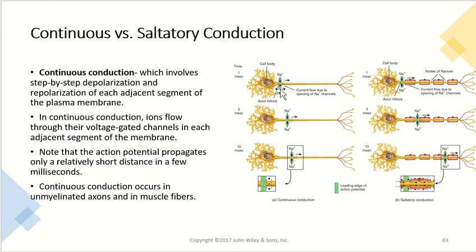Here you can see we've got our depolarization and repolarization of this one little region of our plasma membrane, which causes the depolarization and repolarization of the little region next to it, on and on as it propagates down that axon. This only occurs in unmyelinated axons, and it's a little bit slower.